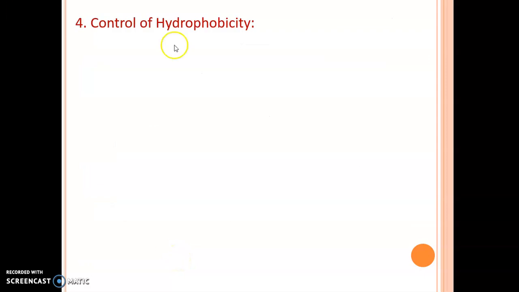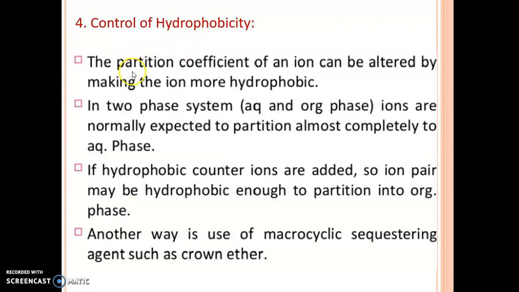The next factor is control of hydrophobicity. The partition coefficient of an ion can be altered by making the ion more hydrophobic. In a two-phase system, that is, aqueous and organic phase, ions are normally expected to partition almost completely to the aqueous phase. If hydrophobic counter ions are added, the ion pair may be hydrophobic enough to partition into the organic phase. Another way is the use of a macrocyclic sequestering agent such as crown ether.